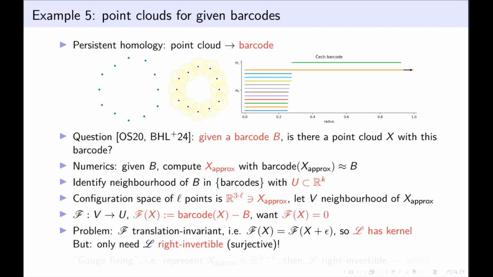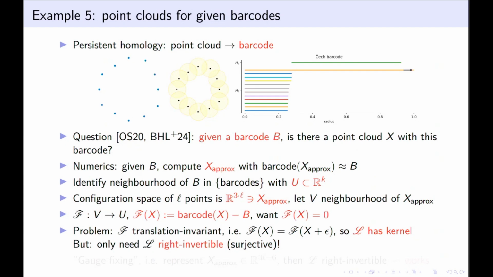One problem is that our function curly f is translation invariant. What that means is if you have some point cloud, for example x approx, and then you translate all the points, it just gives you the same barcode. So this is one of the invariances that this function curly f has, and you may have in your mind another invariance that it has. This is an issue, because if your target function has these invariances, that means your linearization L has a kernel. And this is some linear map.